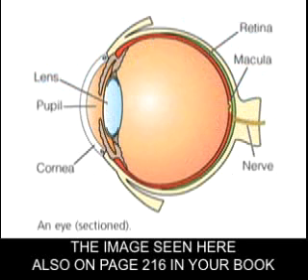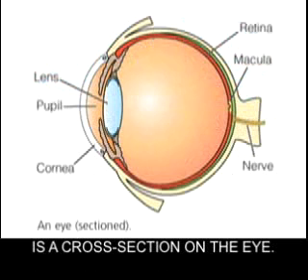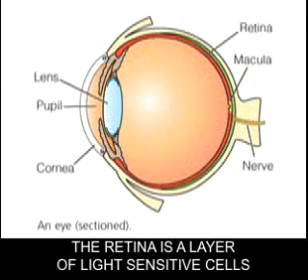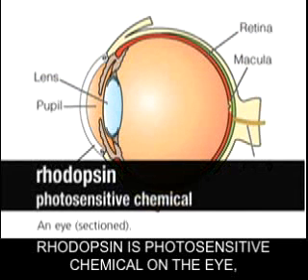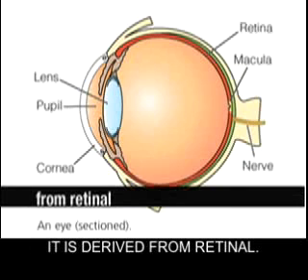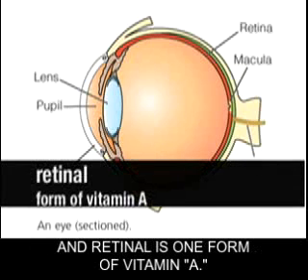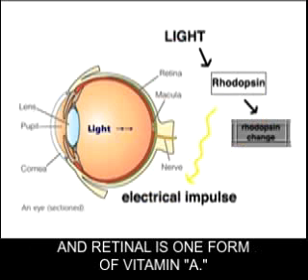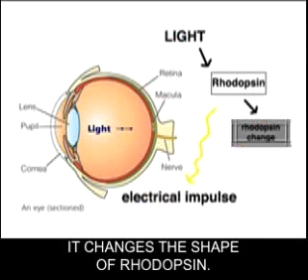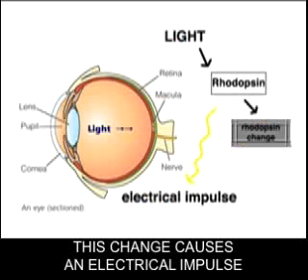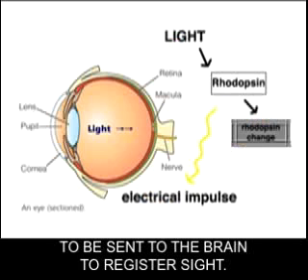The image seen here, also on page 216 in your book, is a cross-section of the eye. The retina is a layer of light-sensitive cells in the back of the eye. Rhodopsin is a photosensitive chemical in the eye. It is derived from retinol, and retinol is one form of vitamin A. When light strikes the back of the eye, the retina, it changes the shape of rhodopsin. This change causes an electrical impulse to be sent to the brain to register sight.